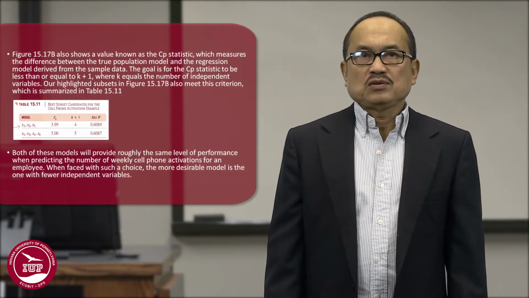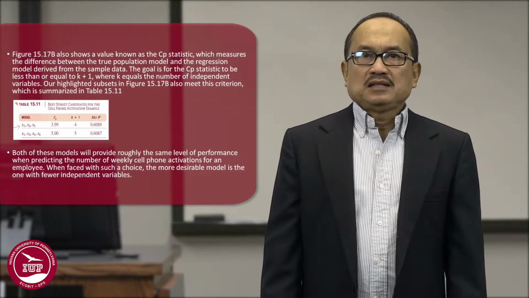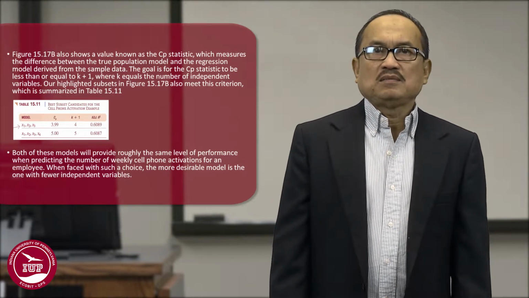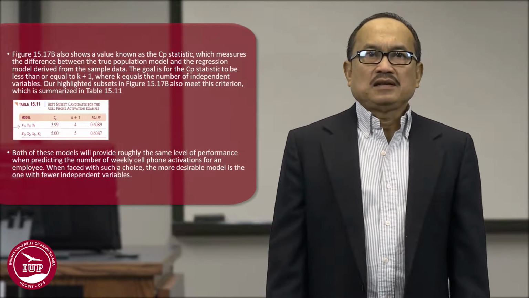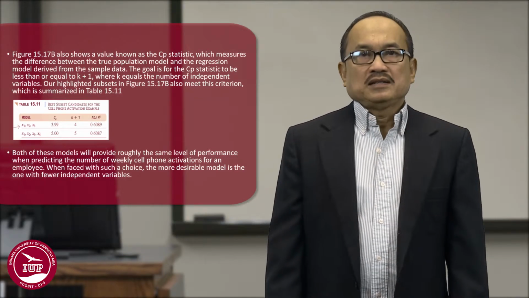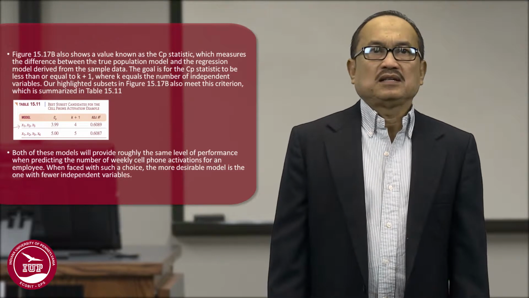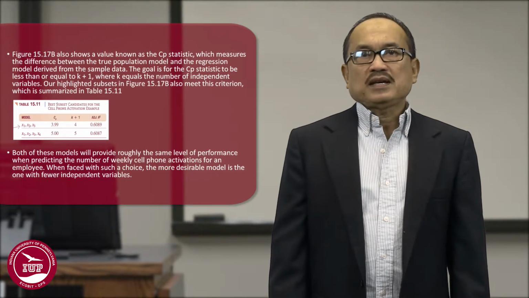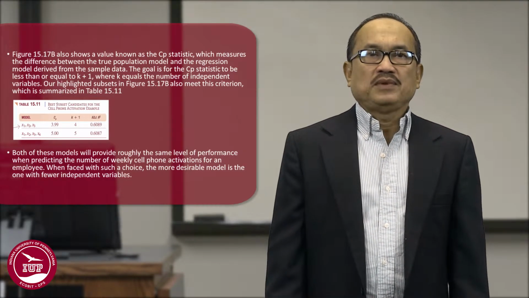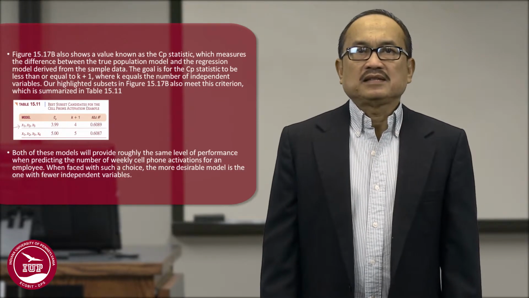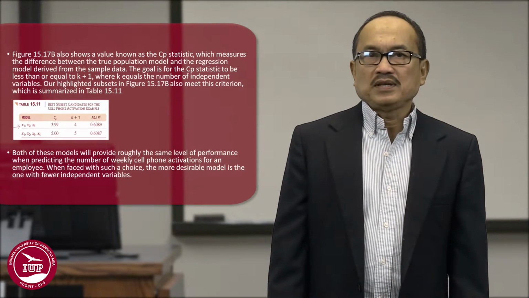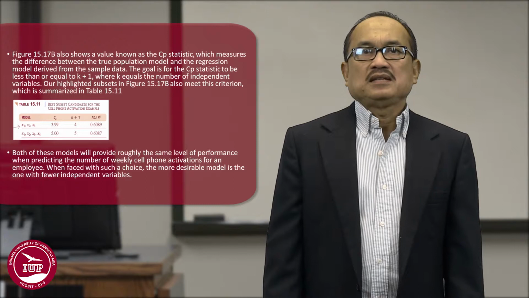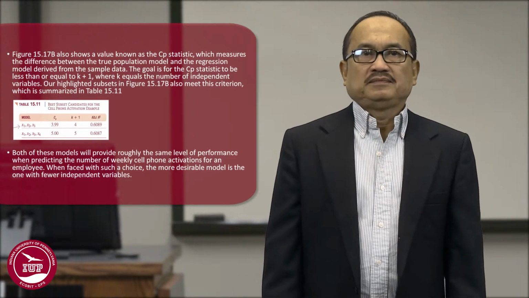Figure 15.17b also shows a value known as the CP statistic, which measures the difference between the true population model and the regression model derived from the sample data. The goal is for the CP statistic to be less than or equal to k plus 1, where k equals the number of independent variables. Our highlighted subset in figure 15.17b also meet this criterion, which is summarized in table 15.11.